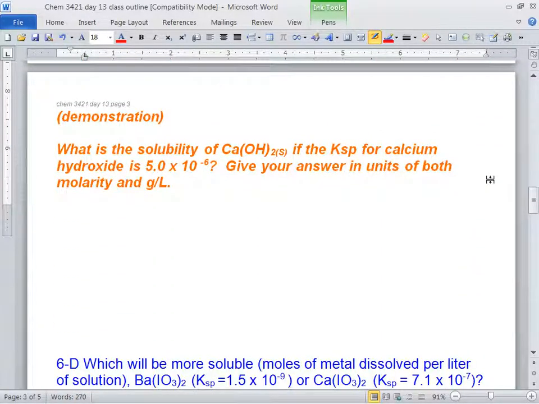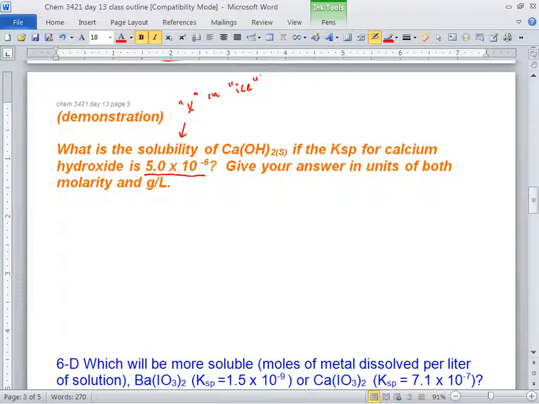What is the solubility of calcium hydroxide if the Ksp for calcium hydroxide is 5 times 10 to the negative 6? Now, where do you get this kind of stuff? These Ksps, there's always going to be some table, or you Google it or something, right? So they're just equilibrium constants. So we want to find solubility. We want to find the X in ice. Okay, so that means we have to write a reaction and then do ice under it.